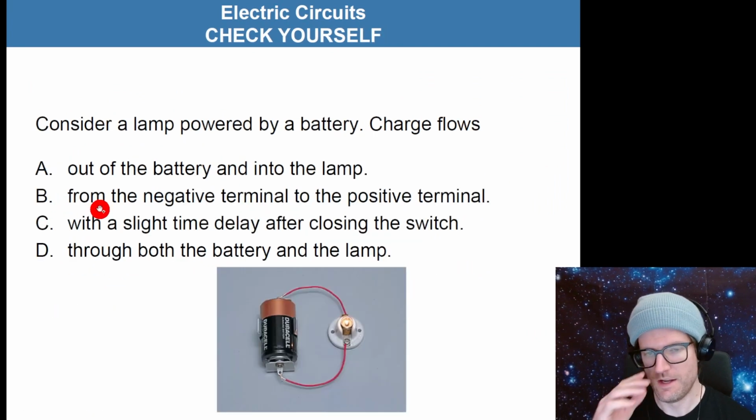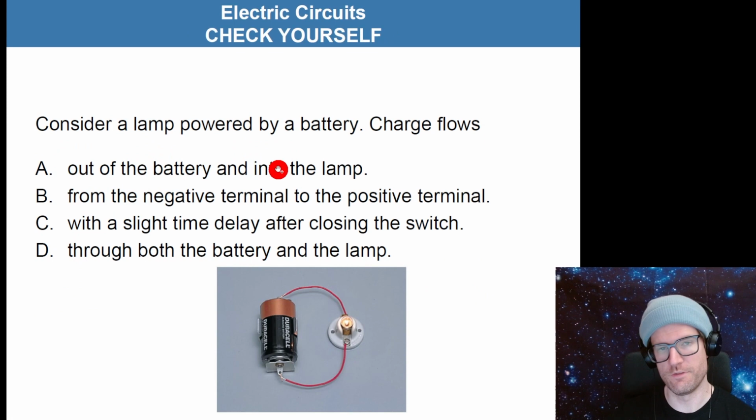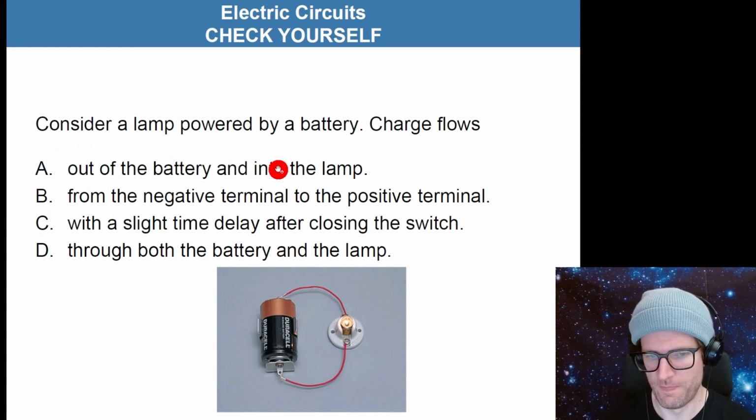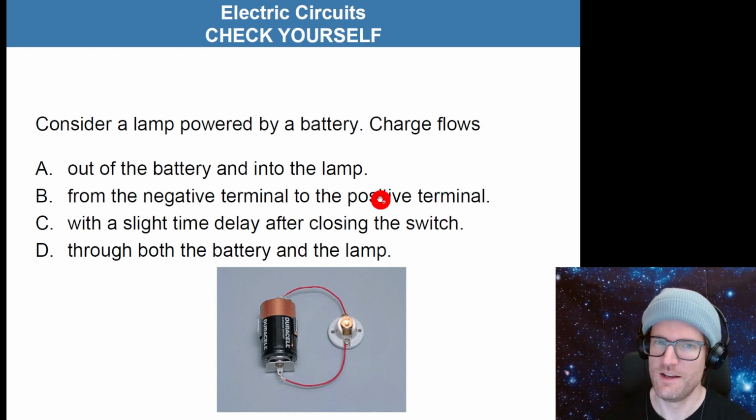Okay. Consider a lamp powered by a battery. Charge flows out of the battery and into the lamp. That's not true because it's flowing throughout the entire circuit. From the negative terminal to the positive terminal, in a sense, yes, but it's through the whole circuit.